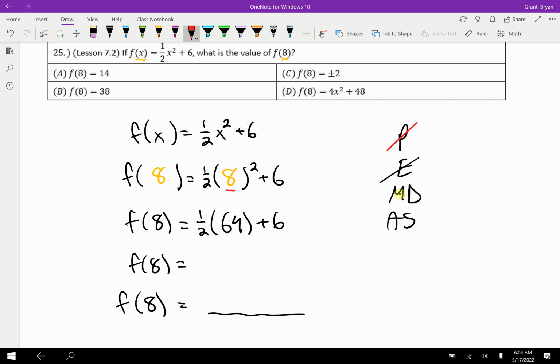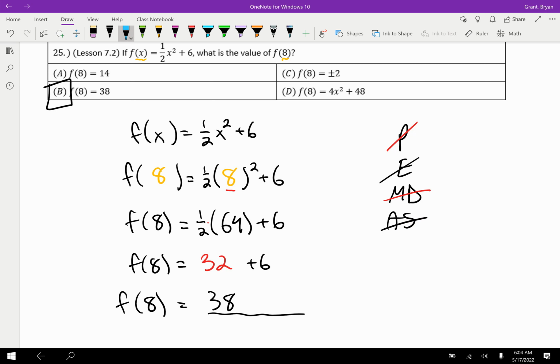Now we're on to multiplication and division. So 1/2 of 64. Half of 64 is, of course, 32. And then addition and subtraction to finish it off. 32 plus 6 is 38. And we see our answer.